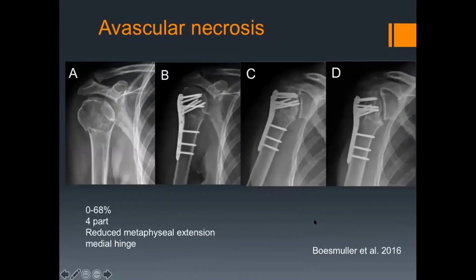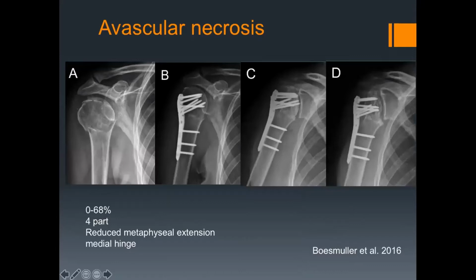So another common complication is avascular necrosis, reported in up to 68% of fractures, and this is particularly found in high-grade fractures where blood supply to the humeral head is disrupted at the time of injury. And this is an example here.